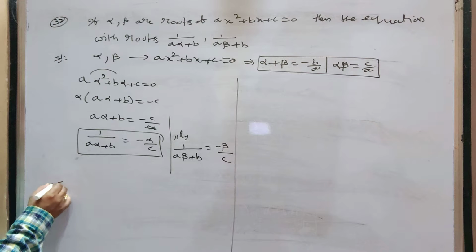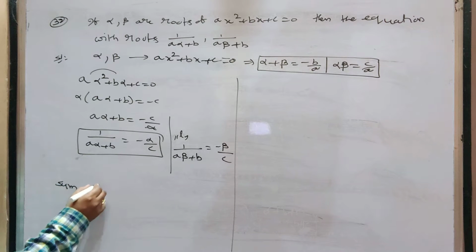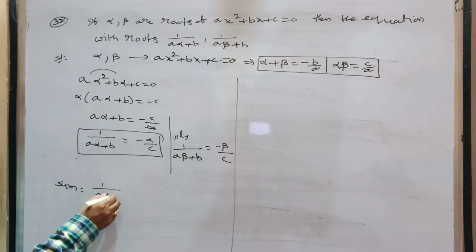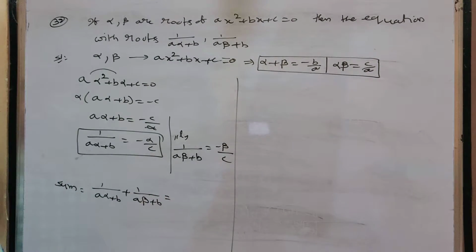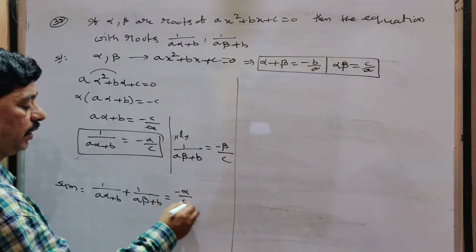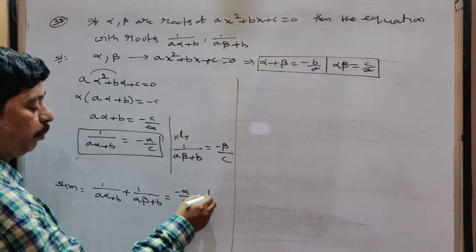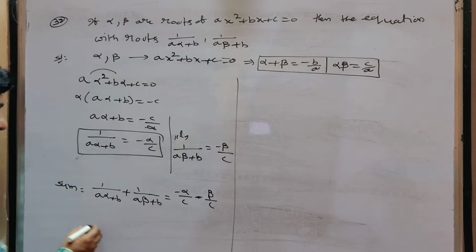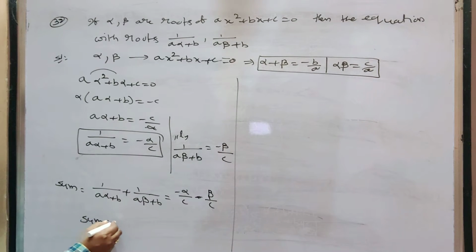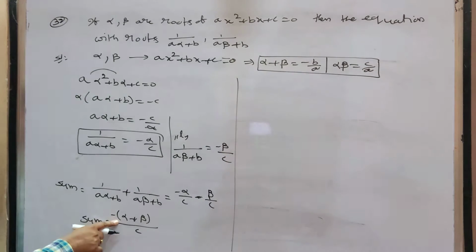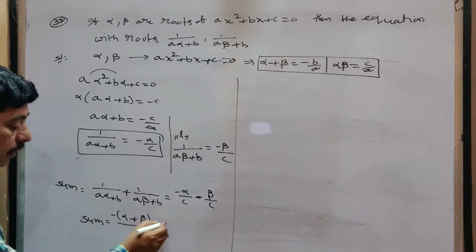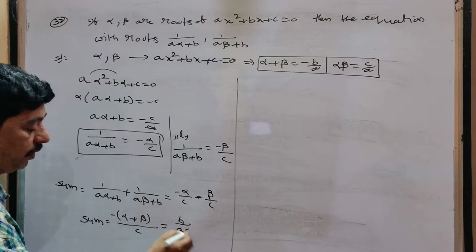Now you can find the summation. Sum is 1 by a alpha plus b plus 1 by a beta plus b, that is minus alpha by c plus minus beta by c. Take the LCM: minus alpha plus beta by c. But what is alpha plus beta? Minus b by a. In place of alpha plus beta, substitute minus b by a: minus into minus, plus b by a c, we will get.